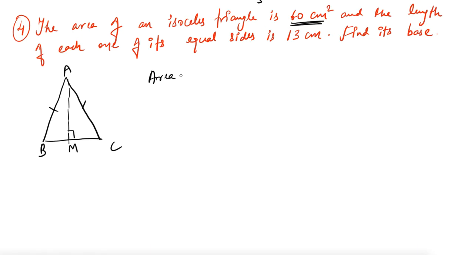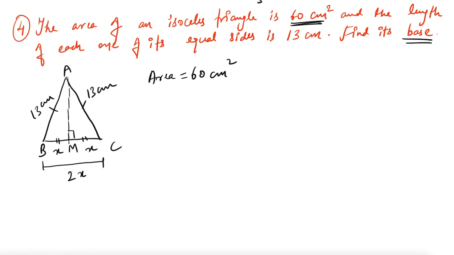The area of this triangle is given as 60 centimeter square, and the length of each of its equal sides is 13. So this side is 13 centimeter, this side is 13 centimeters. Find its base. So we need to calculate the base. So base is unknown. You know that the height in an isosceles triangle divides the base into two equal parts. So let this part be x, so this part will also be x, so the total length of the base became 2x.